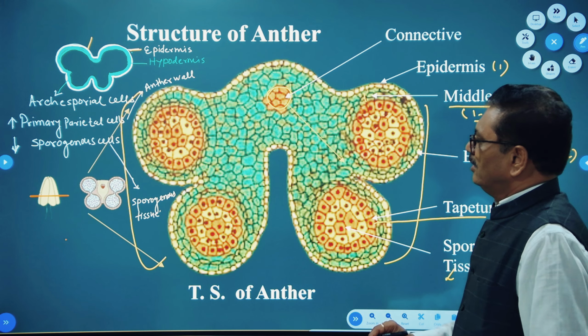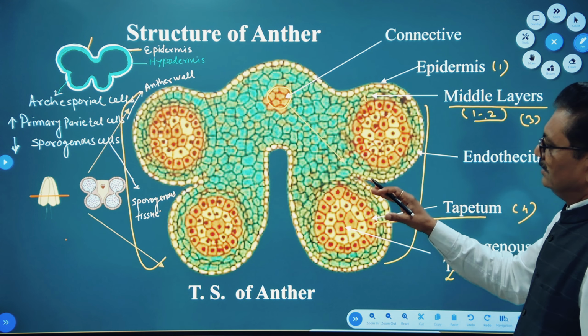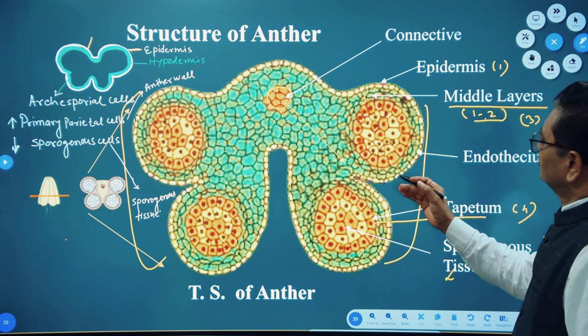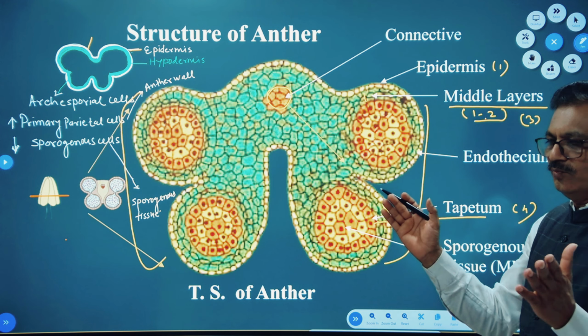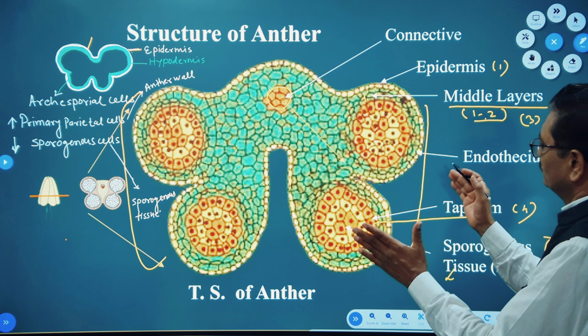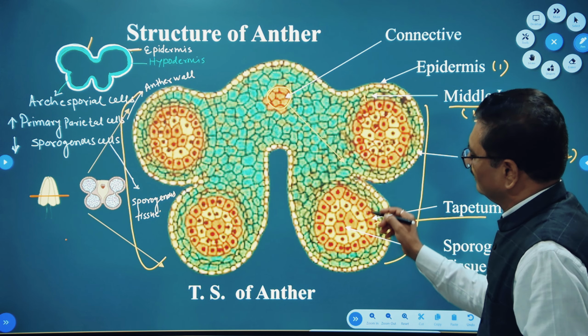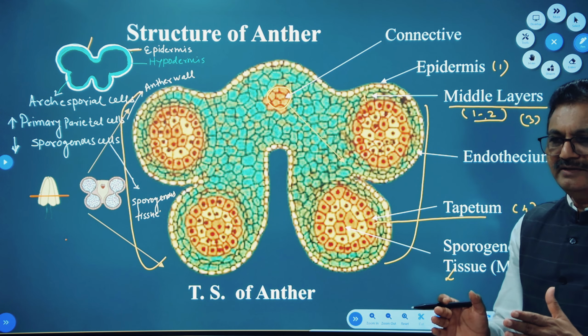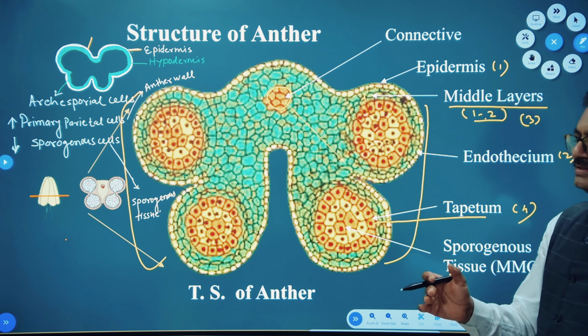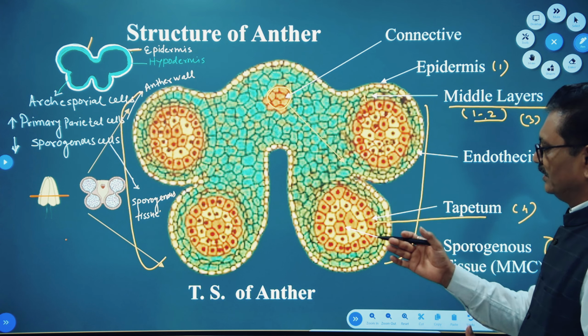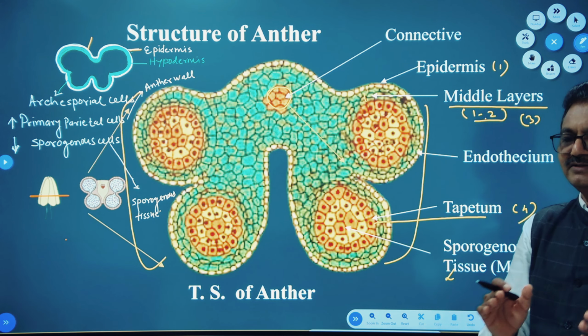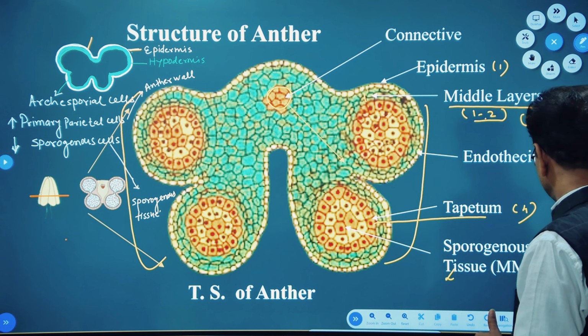Okay. Now at maturity, once the anther becomes mature, the walls of the anther open. The walls of the dithecous anther open, and the pollen grains which developed inside come out, and then they take part in pollination, or through different agents they are transferred from the anther to the stigma, and then fertilization takes place.